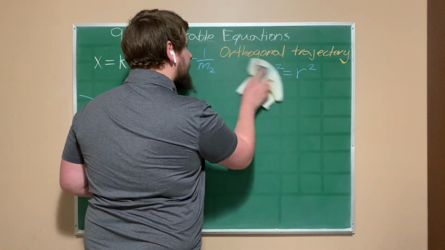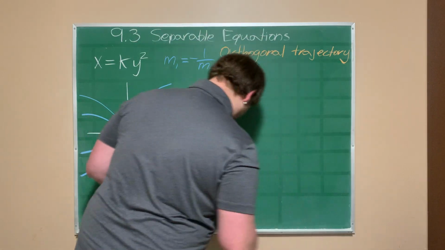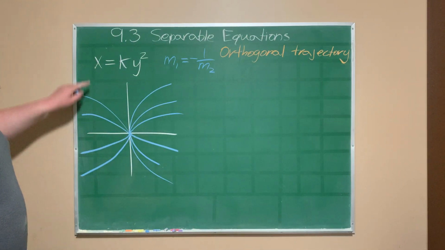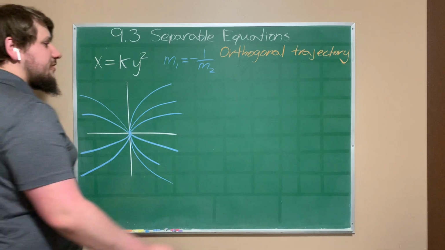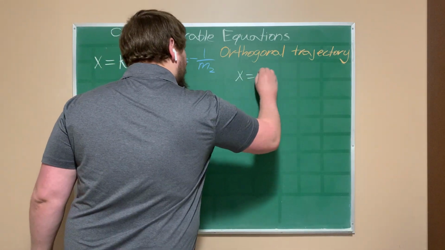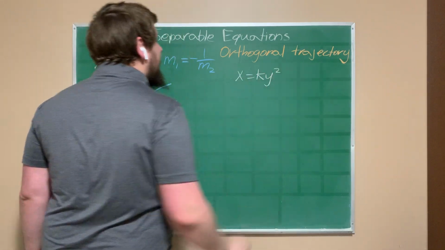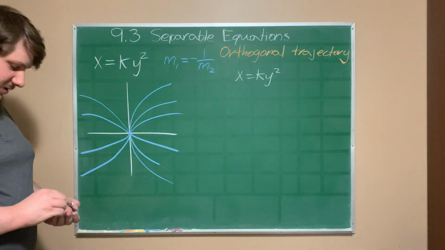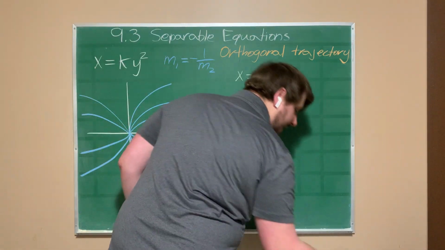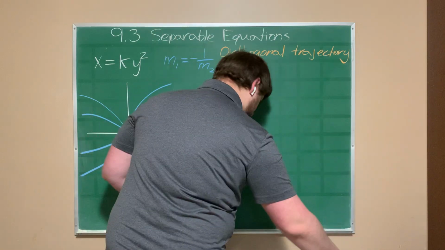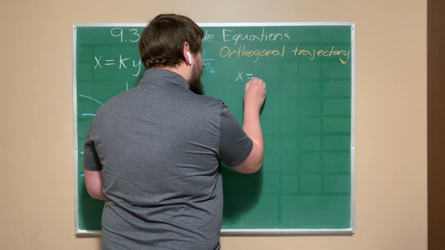Okay, I'm going to erase this just so it's not in our way. There we go. All right, so now I need to take this equation, x equals ky squared, and I need to turn it into a differential equation. And the way that I'm going to do that is actually, let me rewrite this real quick, a little space.